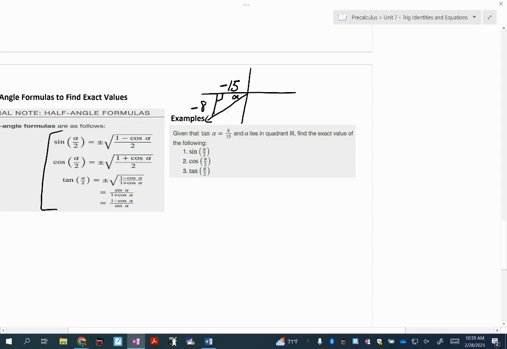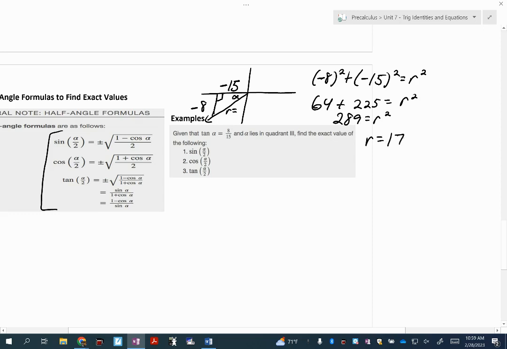So let's find the hypotenuse, or my letter R, by doing -8 squared plus -15 squared equals R squared. So 64 plus 225 equals R squared. So that's going to be 289. If you don't know the square root of 289, you can look it up in a calculator, but it's 17. So this is 17. Now R is always positive, so we don't need to worry about that.